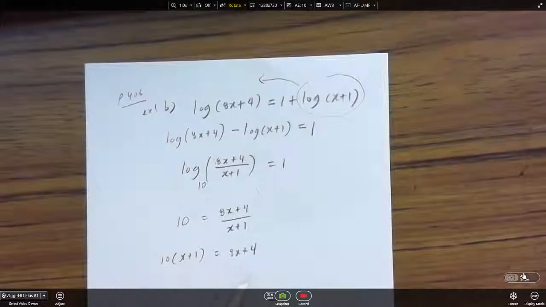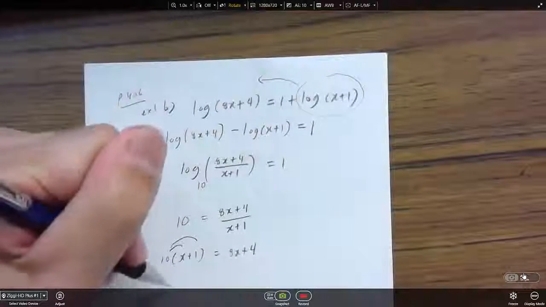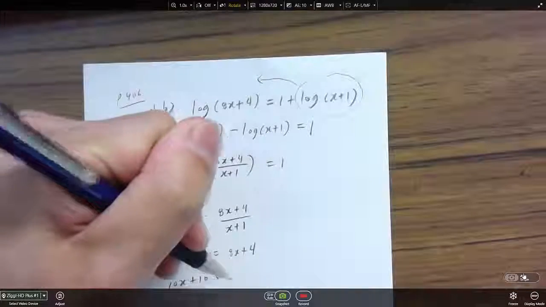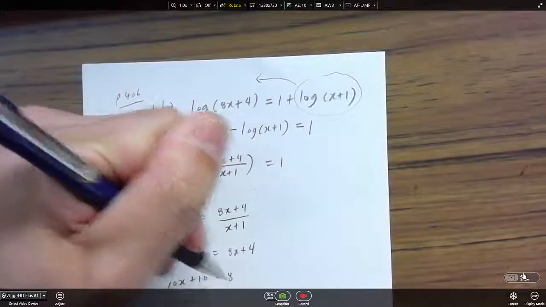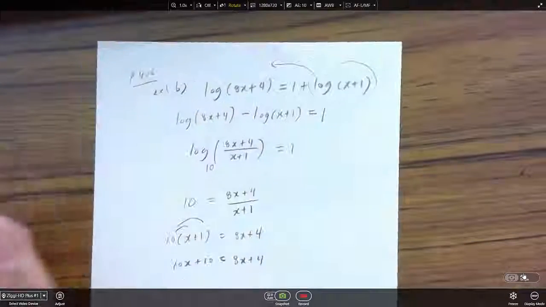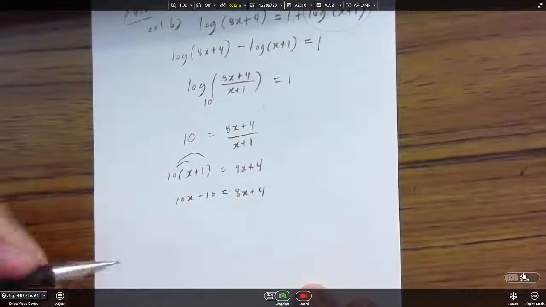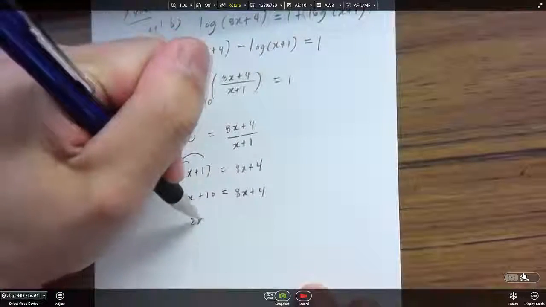And these x plus 1s cancel out. That's why I don't write it. And we just use distribution here. We have 10x plus 10 is equal to 8x plus 4. We gather our x's. We have 10x minus 8x is 2x.